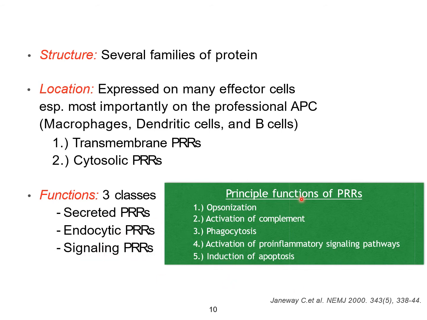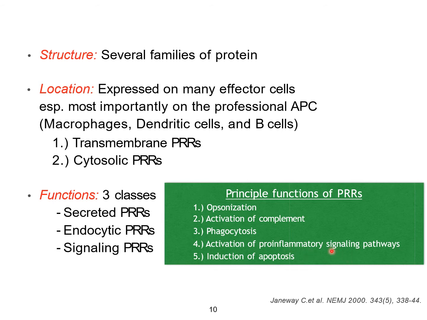Coming to the main functions of PRRs, it is opsonization. Opsonization is nothing but making the pathogen tastier for the cell to be engulfed, and activation of the complement system. The complement system contains different complement proteins, C1 to C11, and its activation is through the classical complement pathway, alternate pathway, and mannose binding lectin pathway. These three types of complement pathways I will explain in detail in the next class. And phagocytosis and activation of pro-inflammatory signaling pathways.